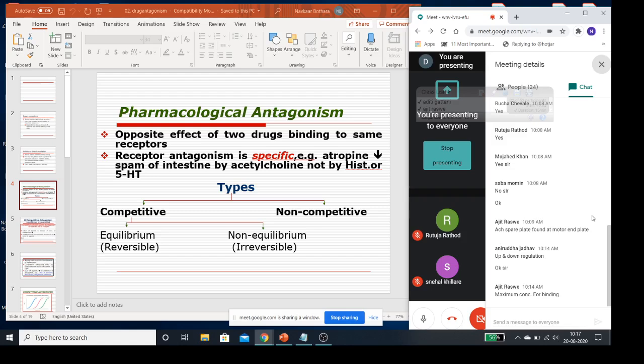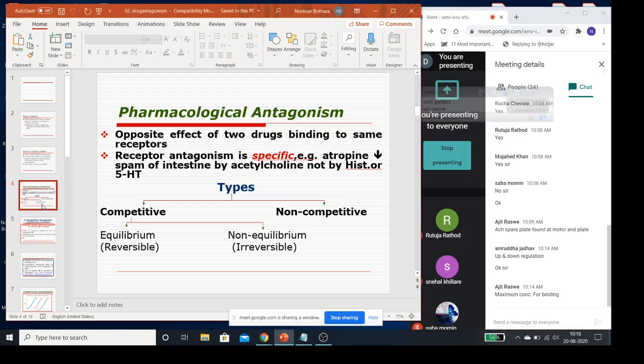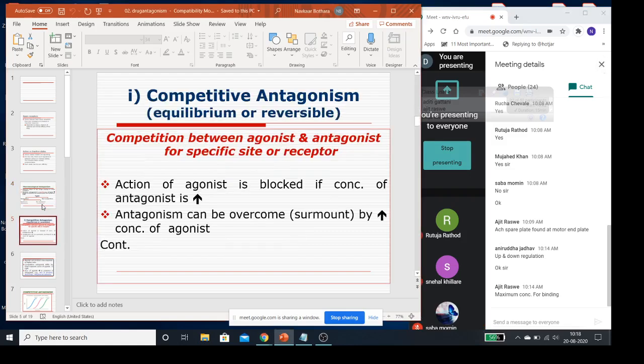This is very important, because throughout your course you will have these two words, or there are many drugs which are acting as an antagonist by any of these methods. So I discussed it.